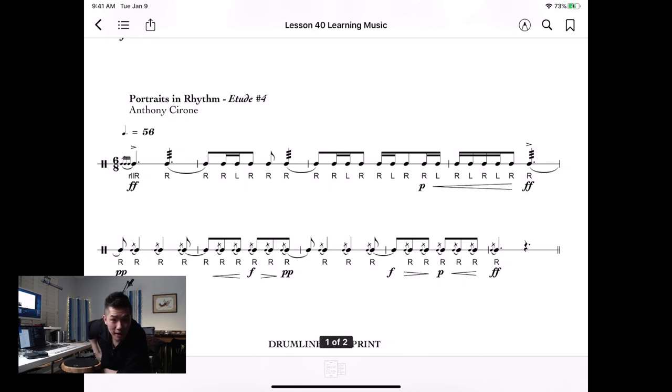Danny says, what kind of drum pad and where can I buy one? This is a pad from our good friends at Beetle Percussion. You can go to beetlepercussion.com and check these out.